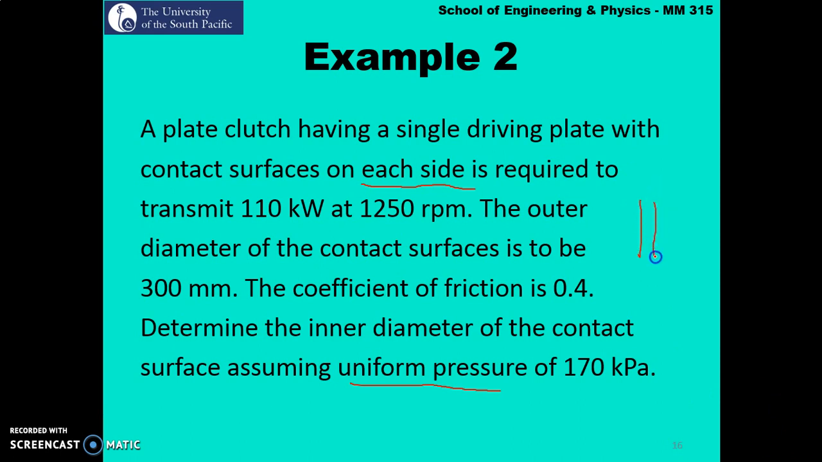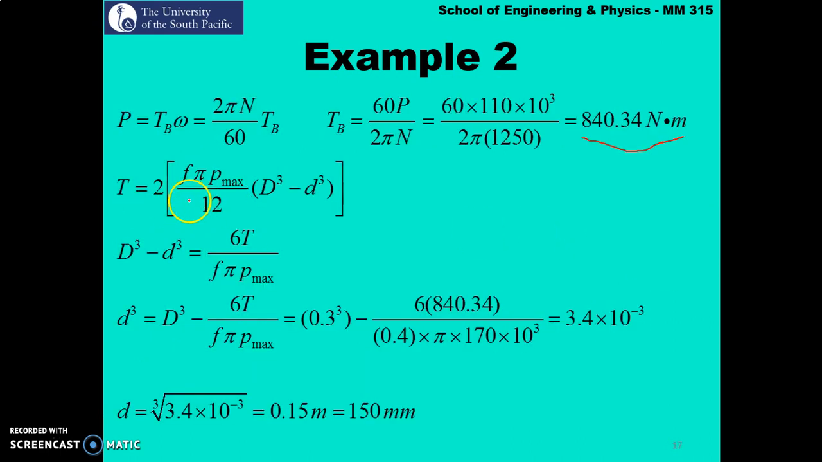Let's assume it is effective on both the sides. So effective on both the sides. That means your contact surfaces are 1 and 2. So that's why I have 2 over here. This formula is again for a uniform pressure case. So torque we have calculated, done. f is your coefficient of friction, Pmax is your maximum lining pressure.